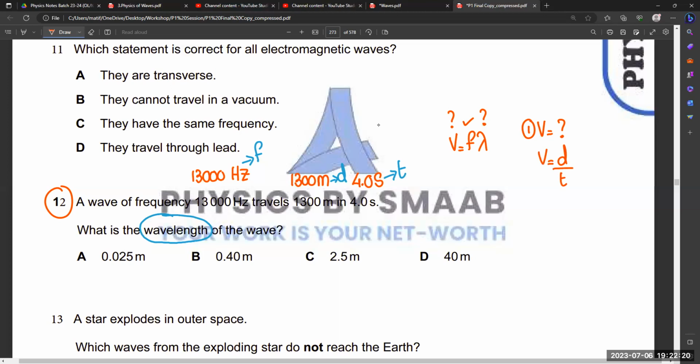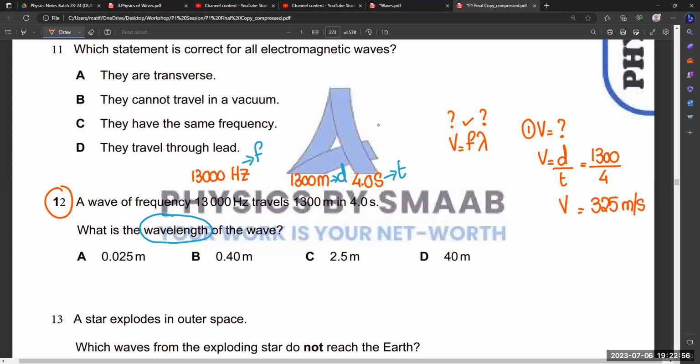So in simple words, we can find out the value of V by using this basic formula. V equals 1300 meter divided by 4 seconds. You just simply divide 1300 by 4. So you are getting 325. Basically, 325 meter per second is the speed. Now you can easily find out the value of wavelength.